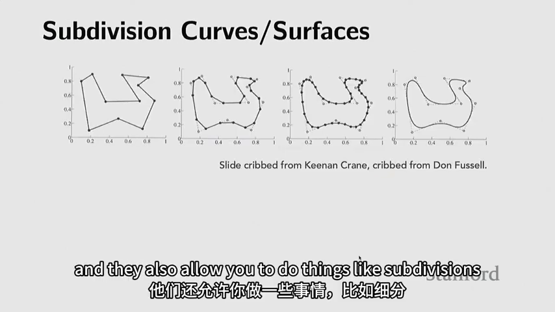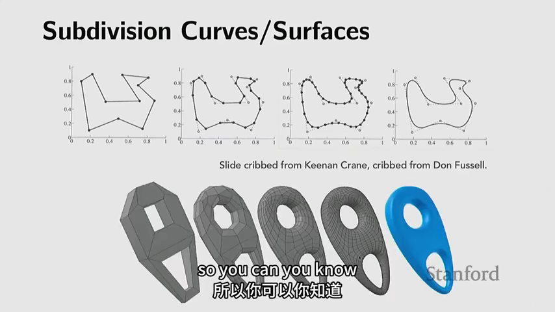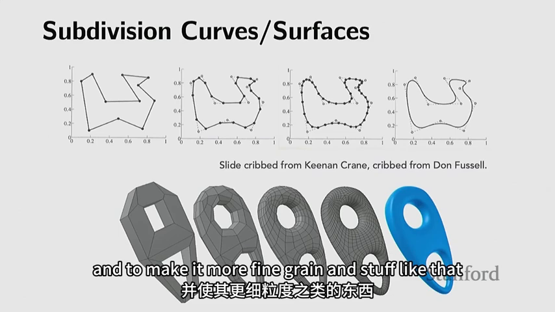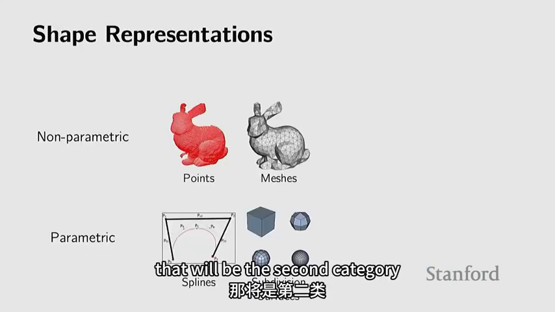And they also allow you to do things like subdivision, so you can get more details into the surfaces and make them more fine-grained and stuff like that. Okay, so that would be the second category of shape representations.